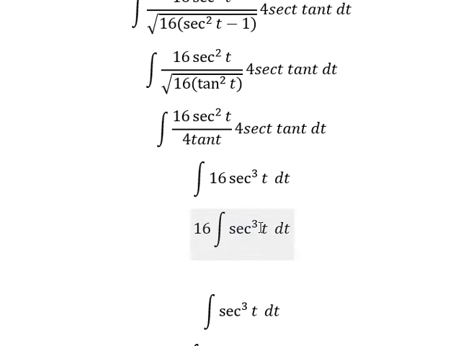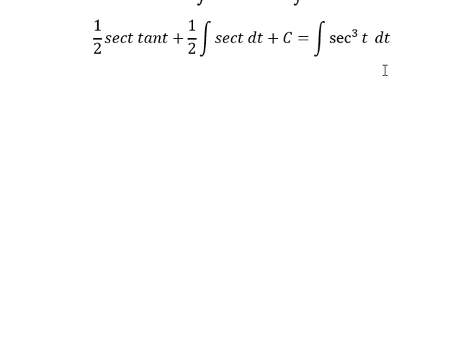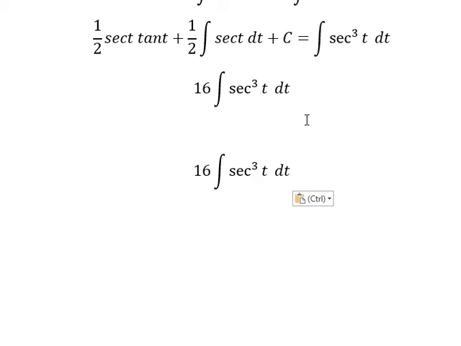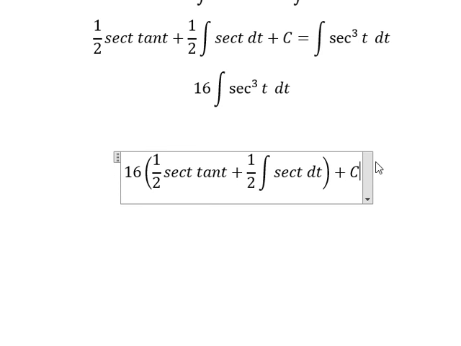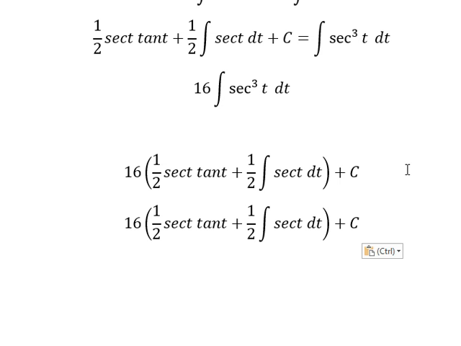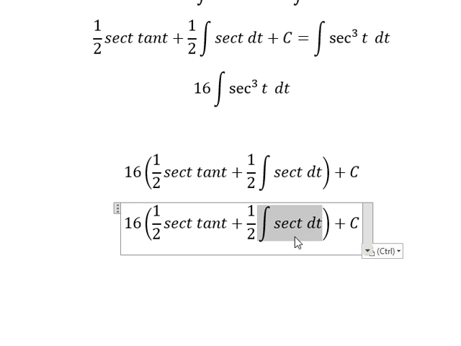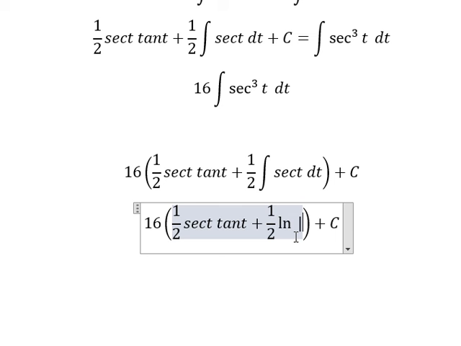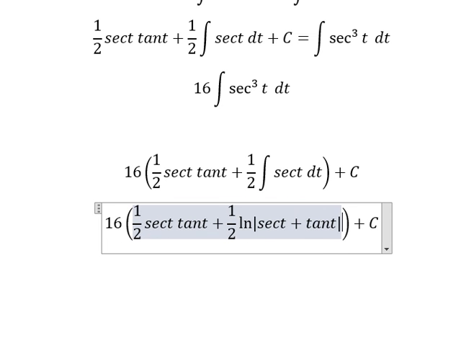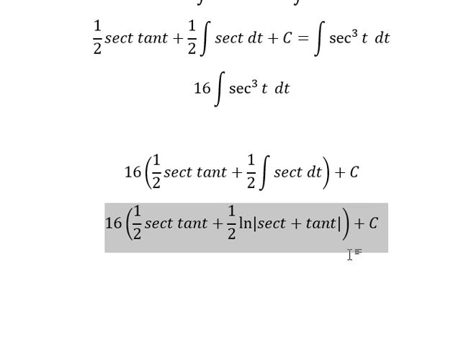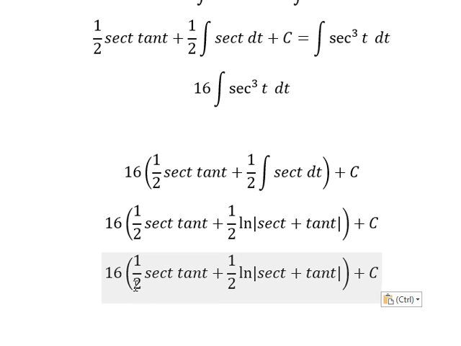Now we return back to this one. The integration of this one is this one here, and I will put C. The integration of secant of t, you get ln of the absolute value of secant of t plus tan t. Now 16 divided by 2, you get 8.